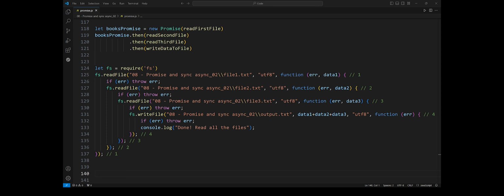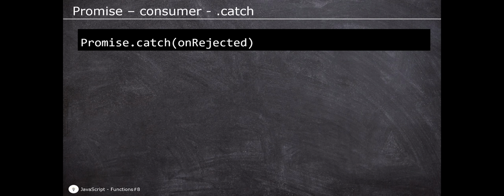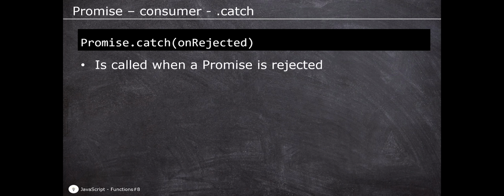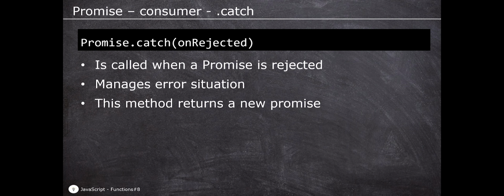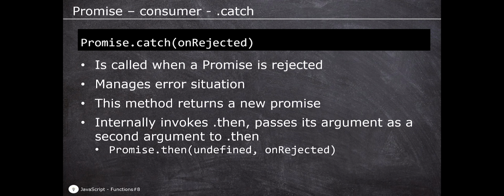Now we will learn about two more consumers, .catch and .finally. Starting with .catch, so when a promise is settled as rejected, it calls the reject method with an error message. The .catch method is used to manage the error situation. Now just like .then, this too returns a new promise object. Internally, .catch invokes the .then method and passes the argument it receives as a second argument to the .then method. This segregation of program logic from error handling makes the code very easy to understand.